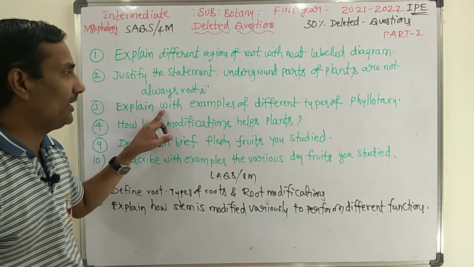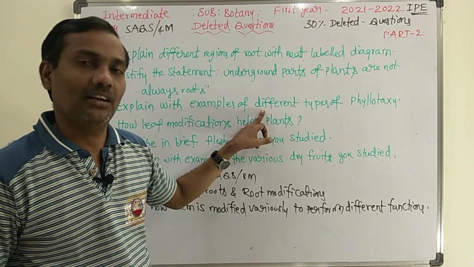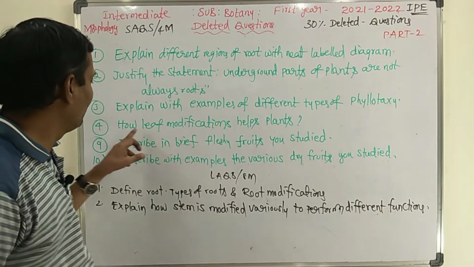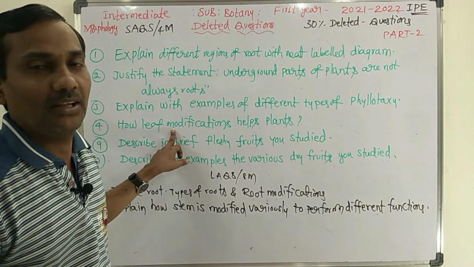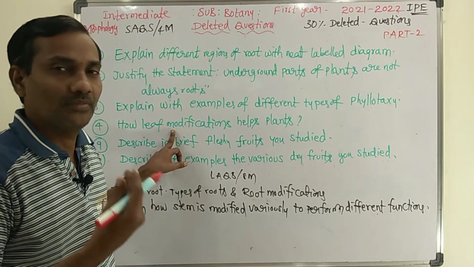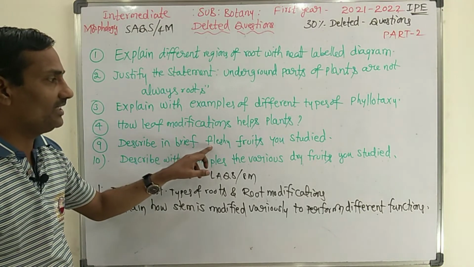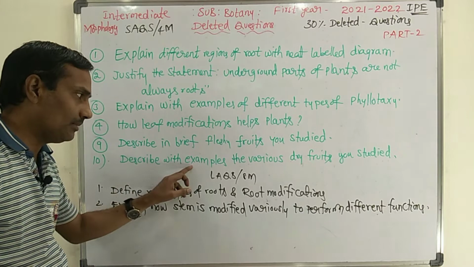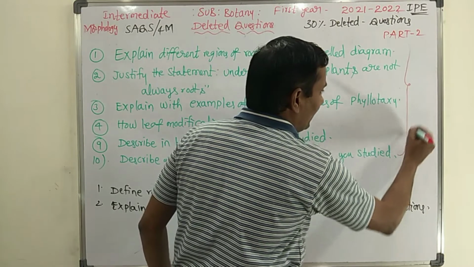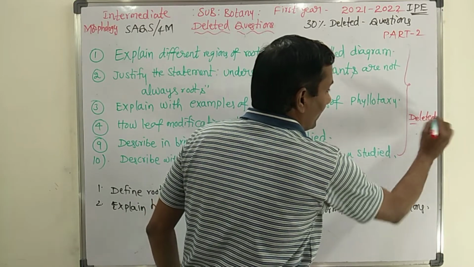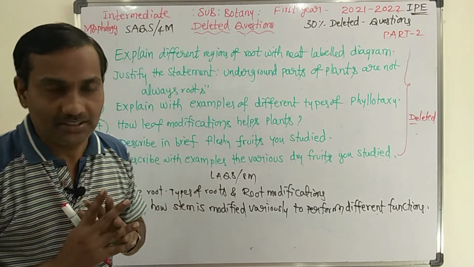Third question, explain with examples different types of phyllotaxy. There are different types of phyllotaxy and examples, that is also deleted. How do leaf modifications help plants? Different types of leaf modifications and examples, that is also deleted, no need to prepare for the exam. Describe in brief the fleshy fruits you studied, describe with examples the various dry fruits you studied. All these questions are completely deleted. Deleted 4 mark questions. These questions no need to learn for this IP exam.